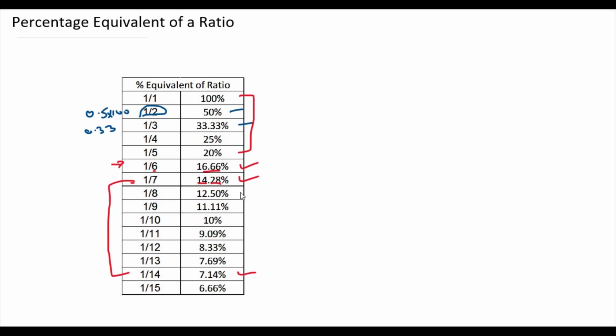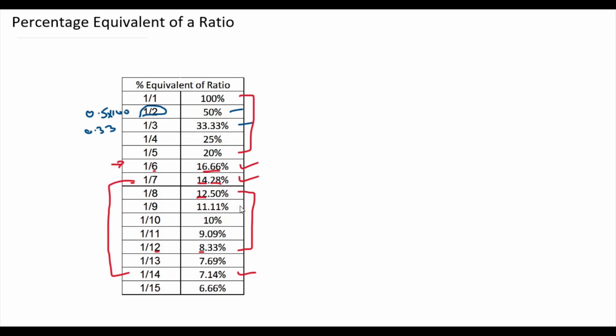Now let us take two more pairs, that is 1 by 8 and 1 by 12. For 1 by 8, the value is 12.50 and for 1 by 12, the value is 8.33. If you notice, in 1 by 8, the percentage value starts with 12 and in 1 by 12, the percentage value starts with 8. So in this way, you can try to remember these two values as well.